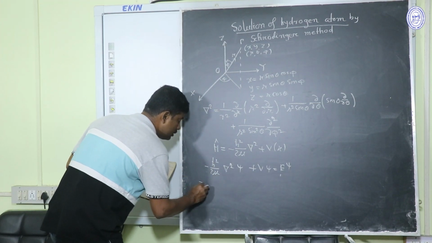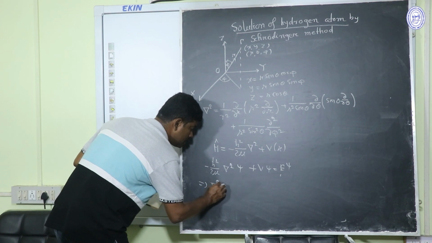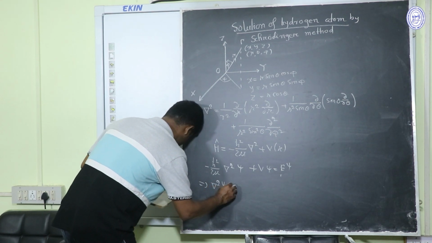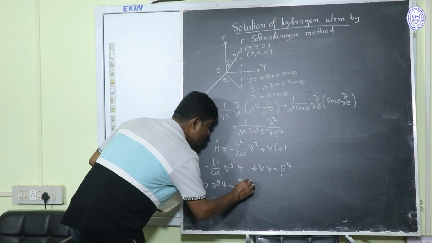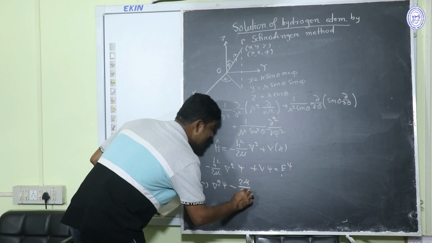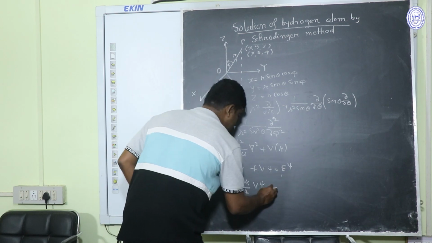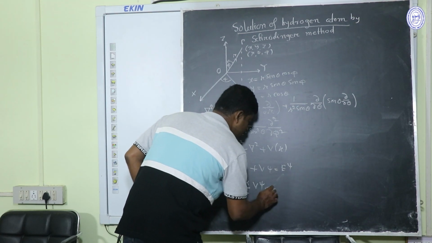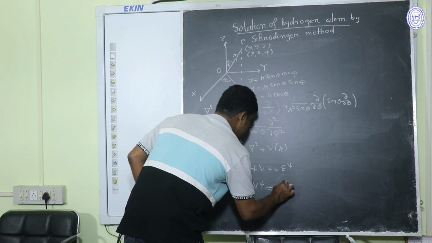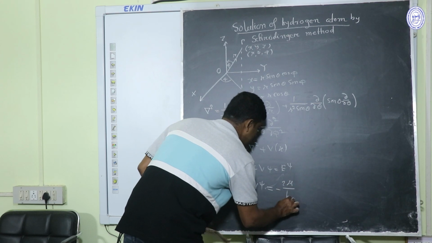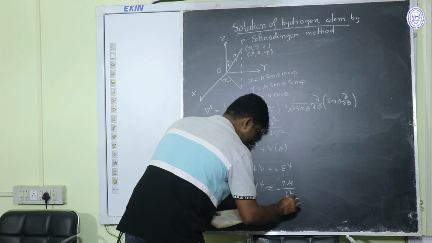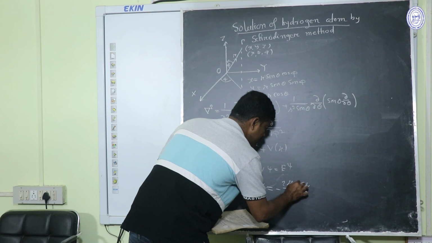Or Laplacian operator psi plus 2 mu by h bar square V psi is equal to minus 2 mu by h bar square E psi.